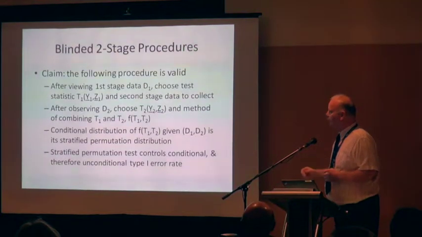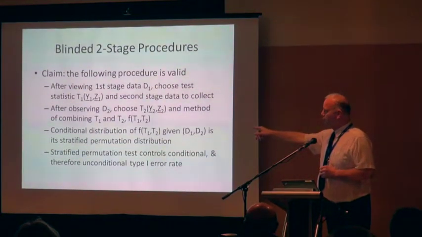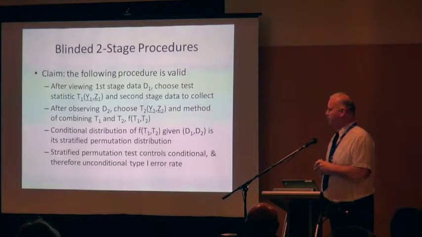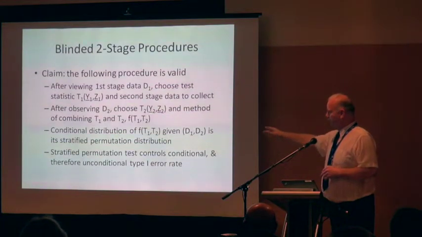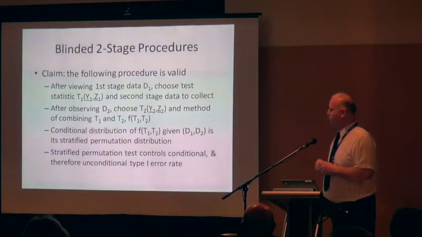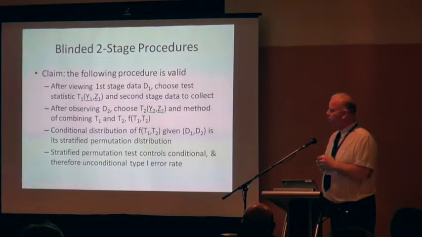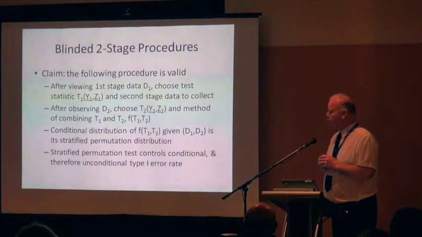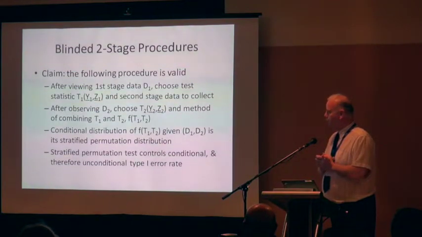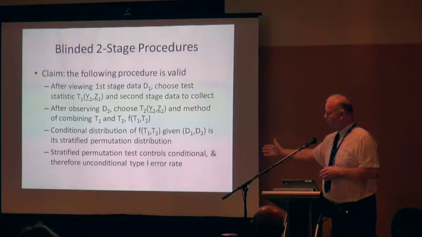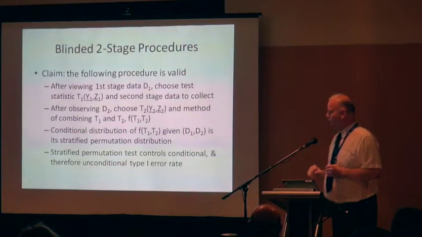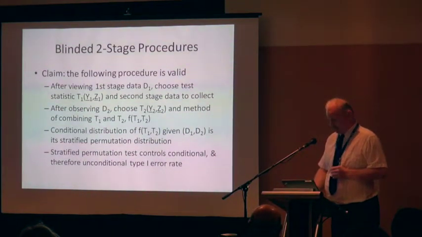And I claim that the conditional distribution of that combination of test statistics, given the data, given Y1 and Y2, is still its stratified permutation distribution, and so you could still get a valid test by using the stratified permutation test. That, I claim, is going to control the conditional type 1 error rate and therefore the unconditional type 1 error rate as well.